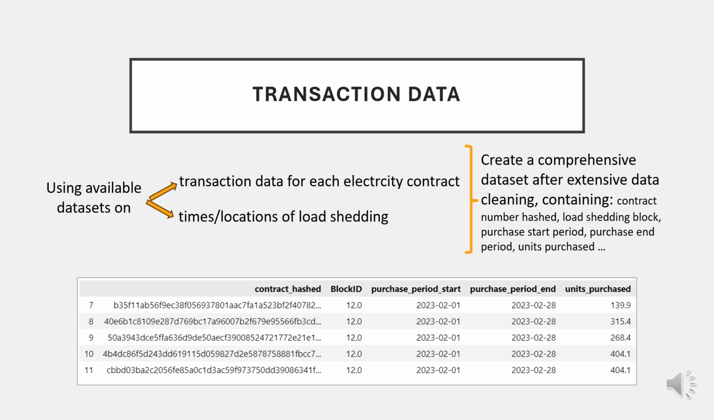After extensive cleaning of these datasets, we merged some of them by spatial joins and others by common column entries. We then selected the important variables that we needed and created a final dataset that includes the hashed contract account number, the load shedding block in which these contracts are effective, the purchase start and end date of the service, and the units purchased.